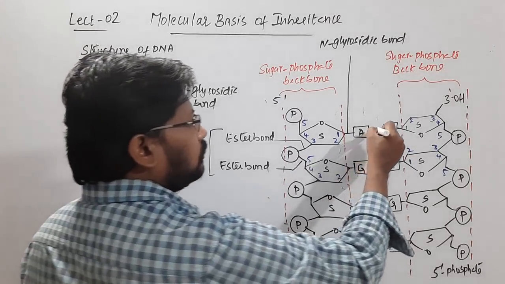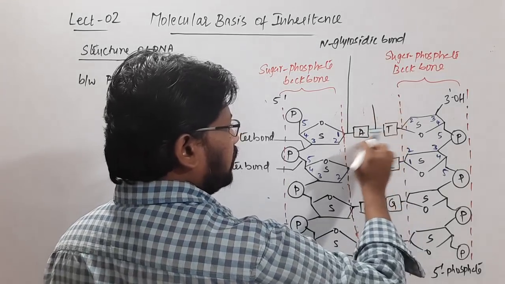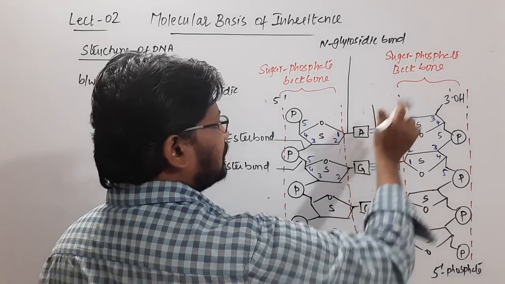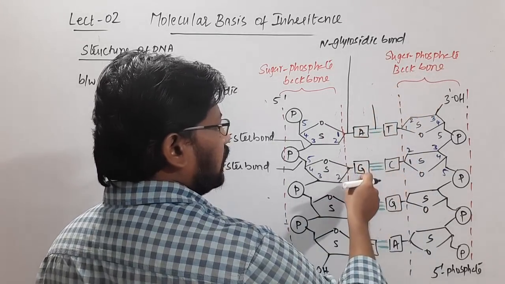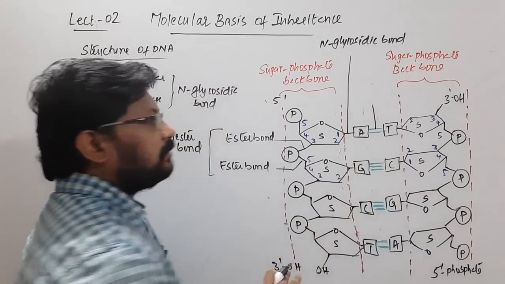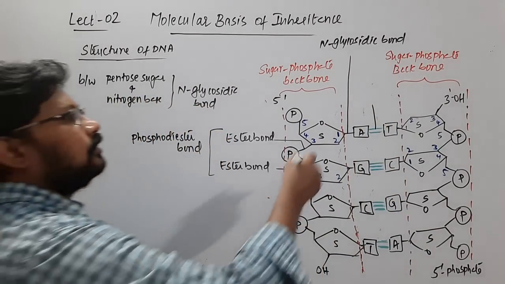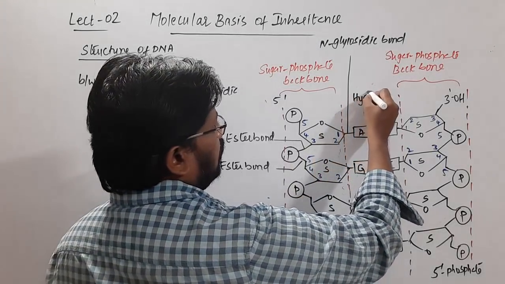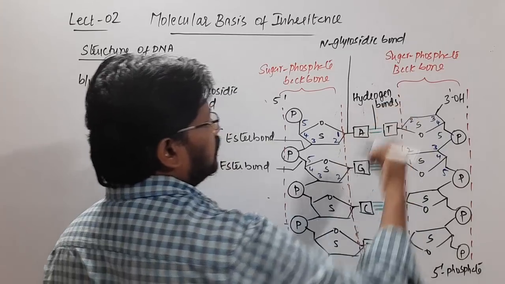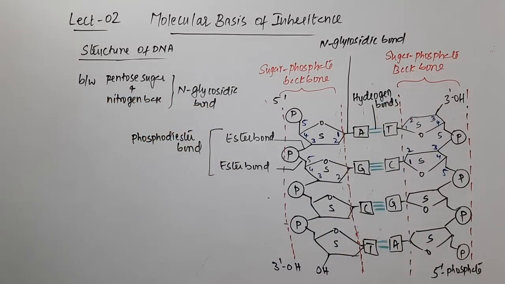And I already told you about the bonds that exist between two nitrogen bases: if they are adenine and thymine there will be 2, and for guanine and cytosine 3. Between all these nitrogen bases we have hydrogen bonds. All these are hydrogen bonds that exist between adenine and thymine, and guanine and cytosine.